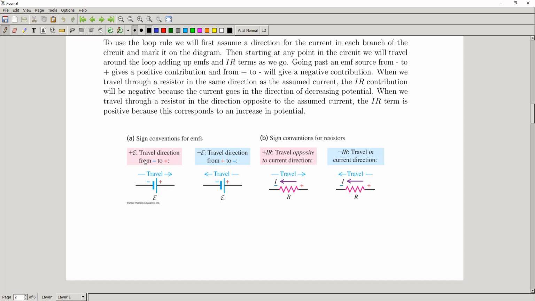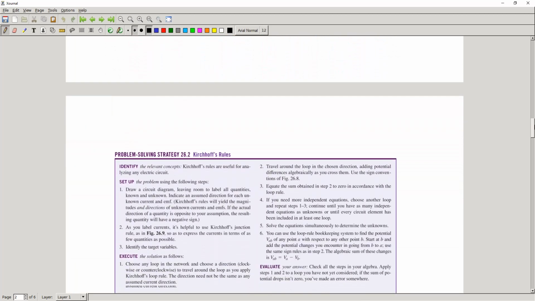So we can see here that we get a positive contribution from our EMF if we travel from negative to positive. We get a negative contribution from our EMF if we travel from positive to negative. If we travel against the direction of our current across a resistor here, we pick up a positive contribution, and if we travel in the direction of our current across a resistor, we pick up a negative contribution. Okay, and again, we're going to see how all this stuff works as we do examples here.